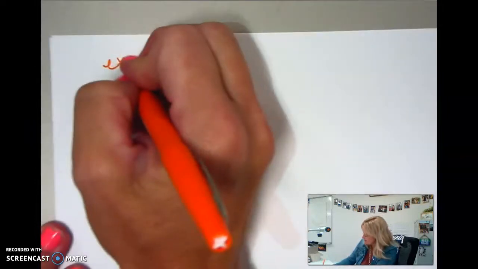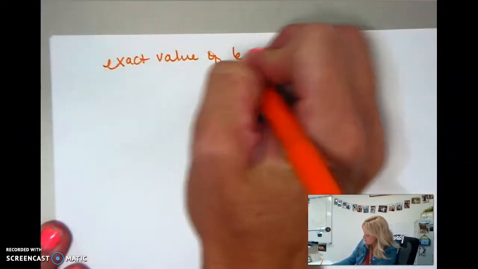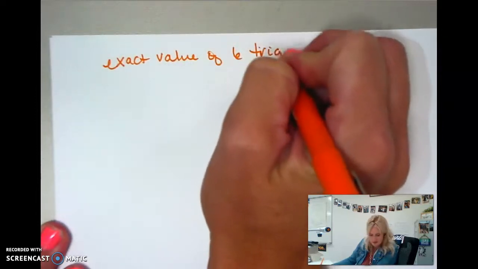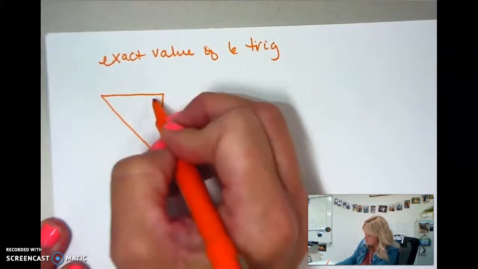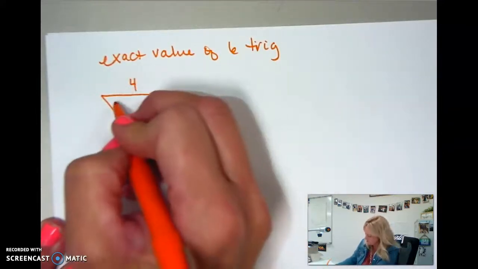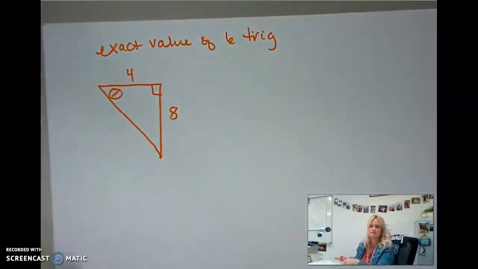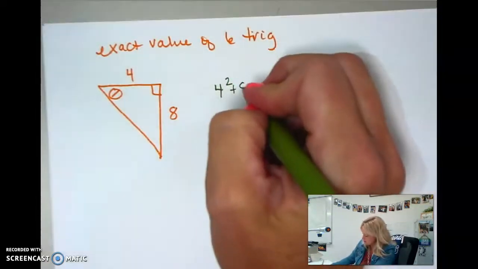So let's find the exact value of the 6 trig functions of this triangle right here. So once again, what am I missing? I'm missing my hypotenuse. So a squared plus b squared equals c squared.